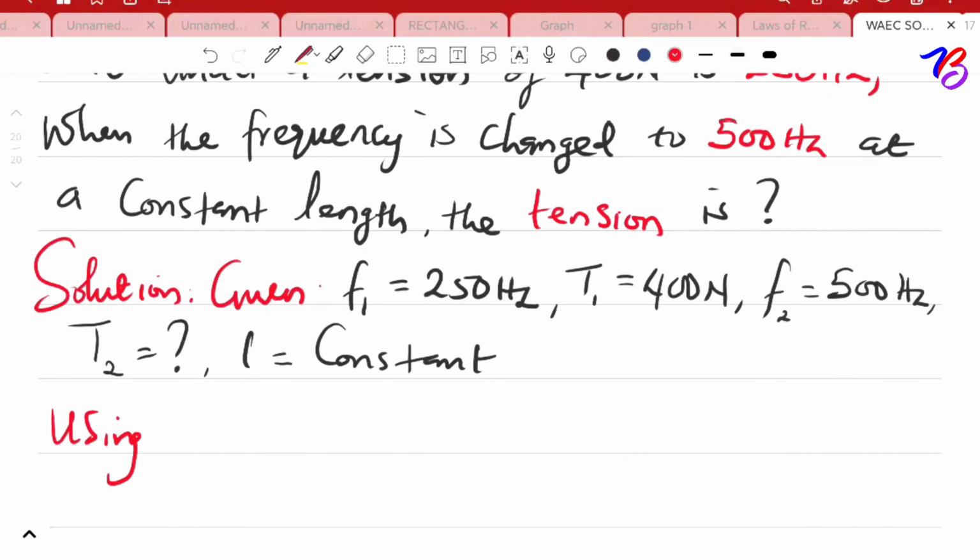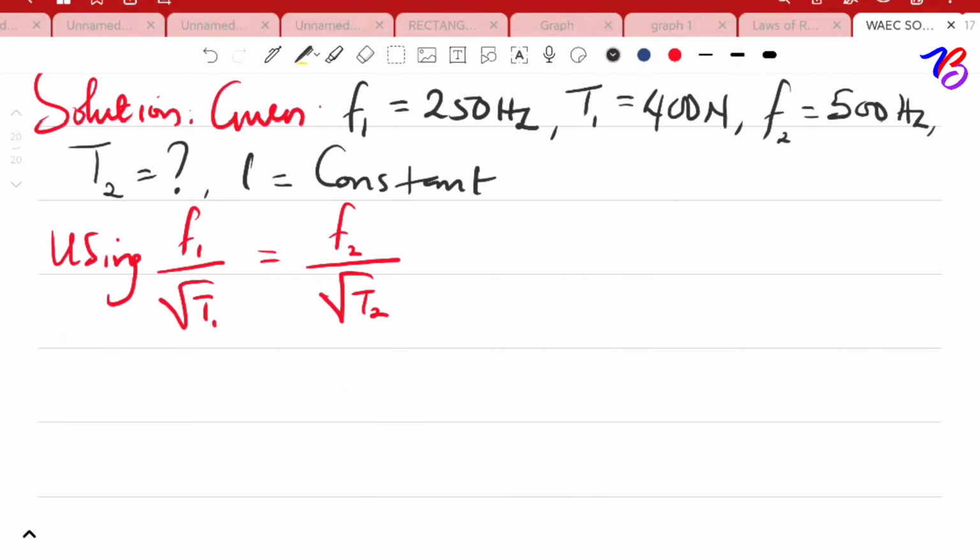So using, are you following? Using frequency divided by the square root of tension, we can say that F1 divided by the square root of T1 is equal to F2 divided by the square root of T2. Okay, this is a relationship we're going to use to solve this problem. And you see that we have the three components: frequency, tension, and length being constant.